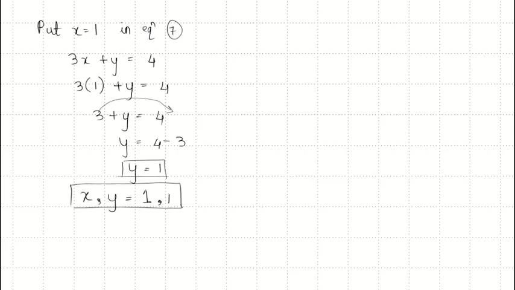In this way, we can solve any equation by resubstituting the values.